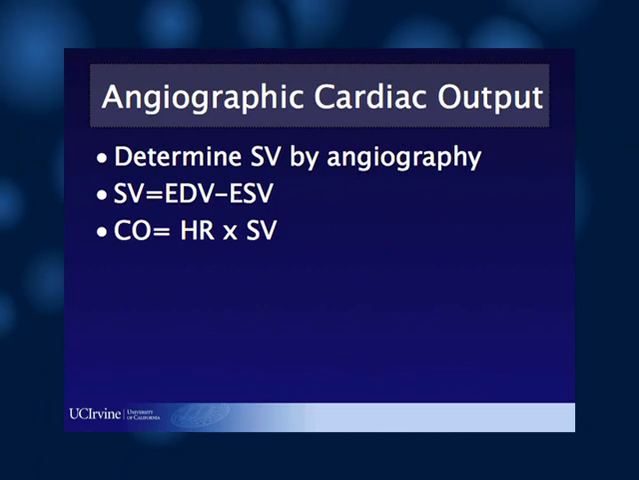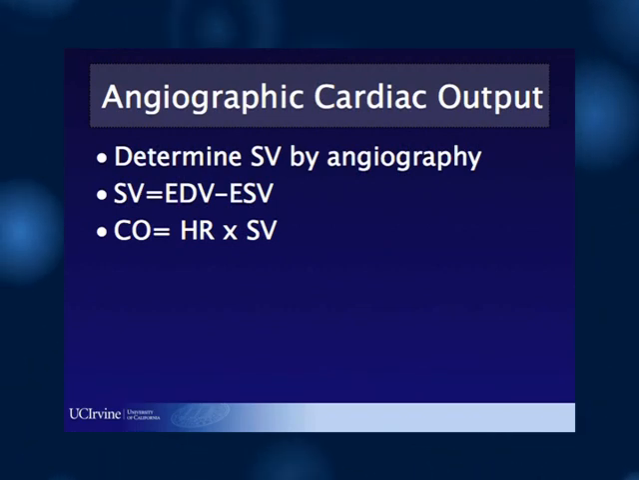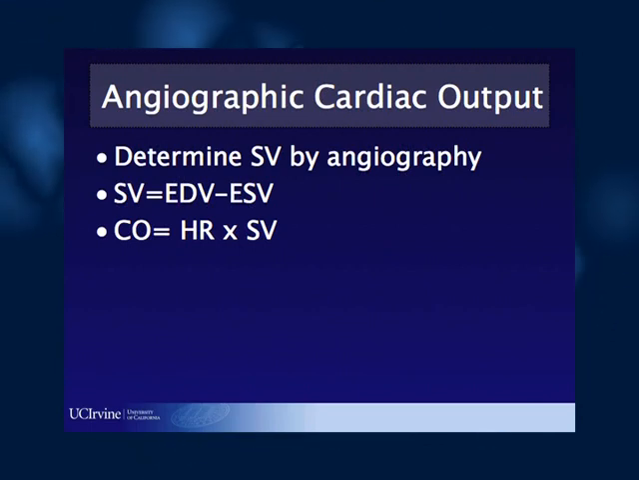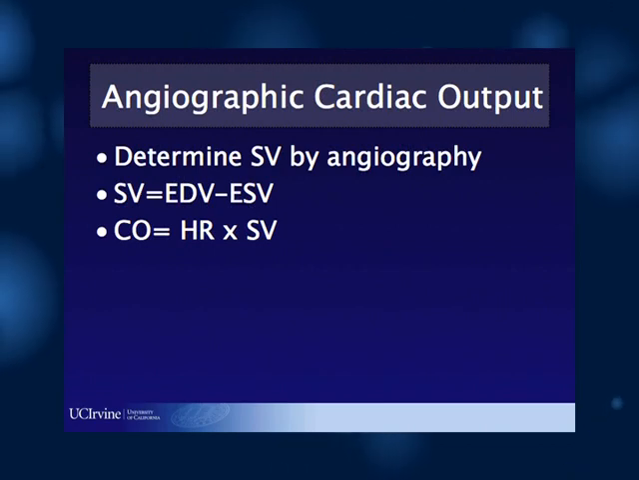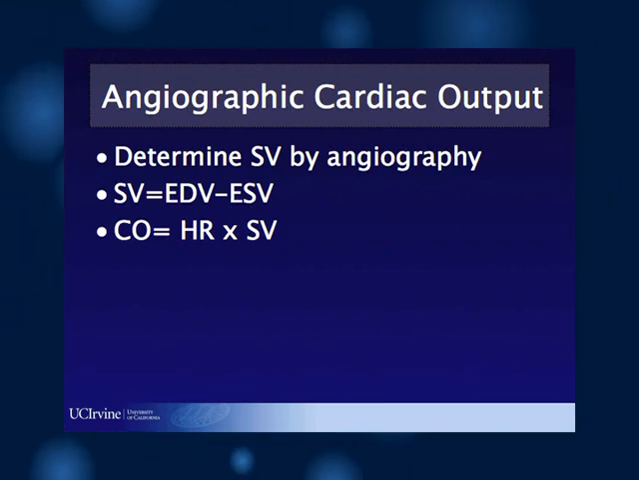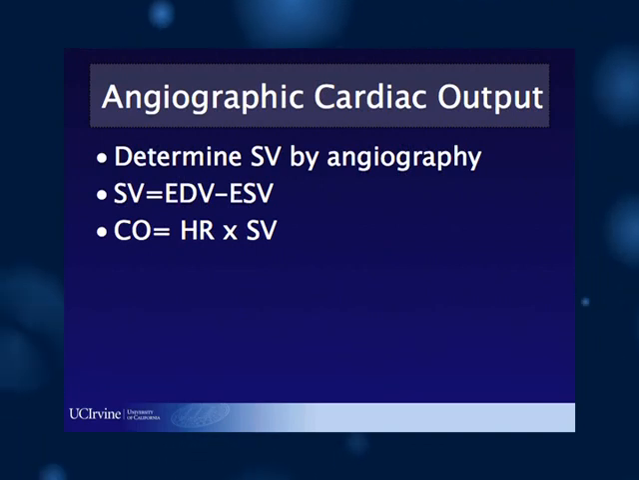The angiographic cardiac output is determined by the stroke volume from the angiogram. The stroke volume is measured as the end diastolic volume minus the end systolic volume, and the cardiac output is then calculated as heart rate times stroke volume. The limitation of this method is the requirement to use a reference size object to determine the absolute volume of the end diastolic image and the end systolic image.